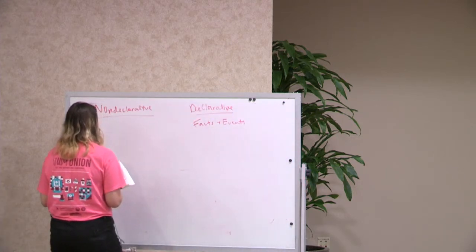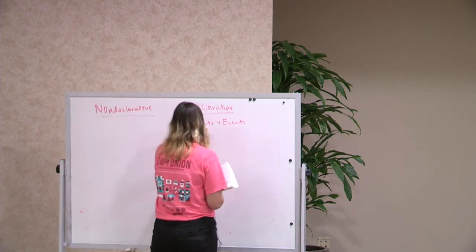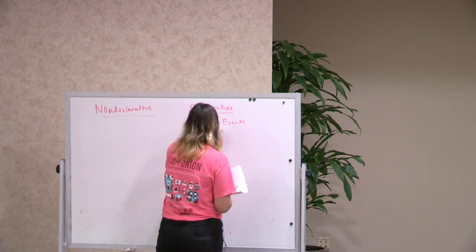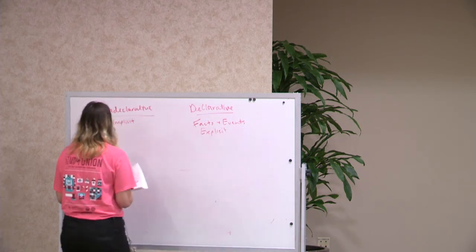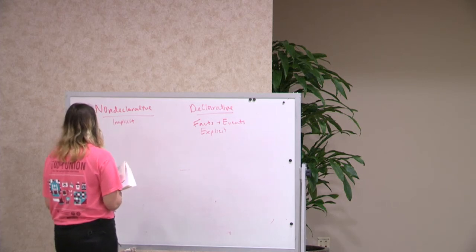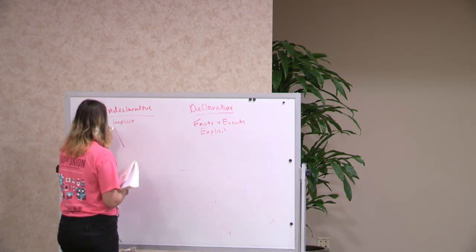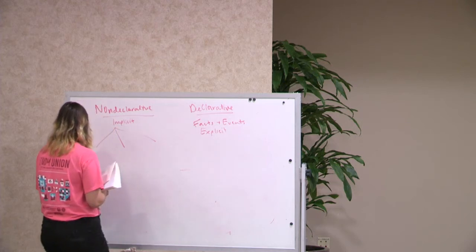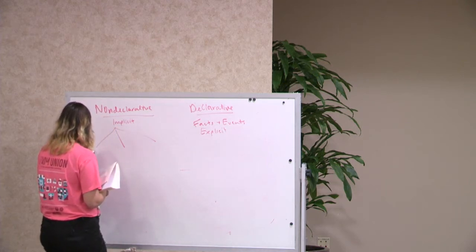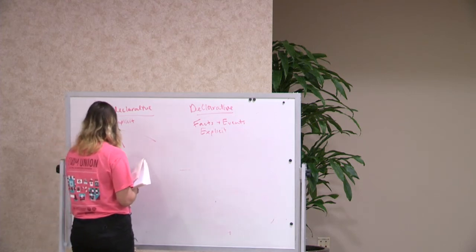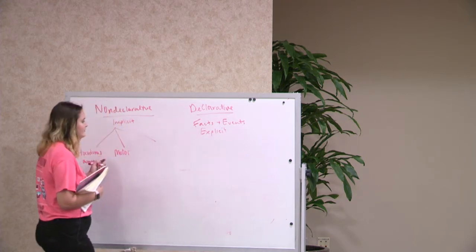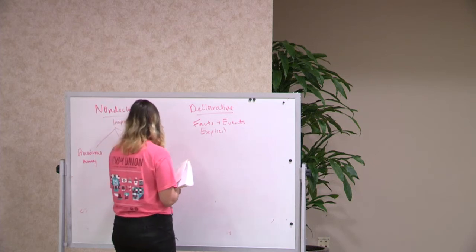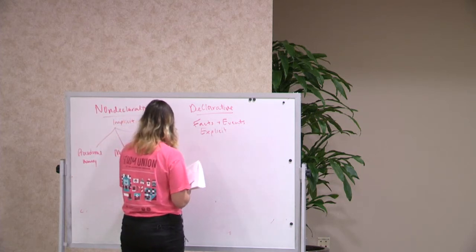So non-declarative is, well, also this is more explicit. This is more implicit. Non-declarative can be broken up into procedural memory, motor, which is like muscle memory, and then emotional responses.